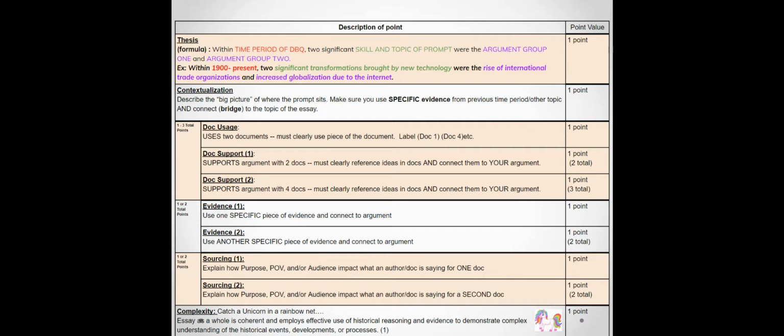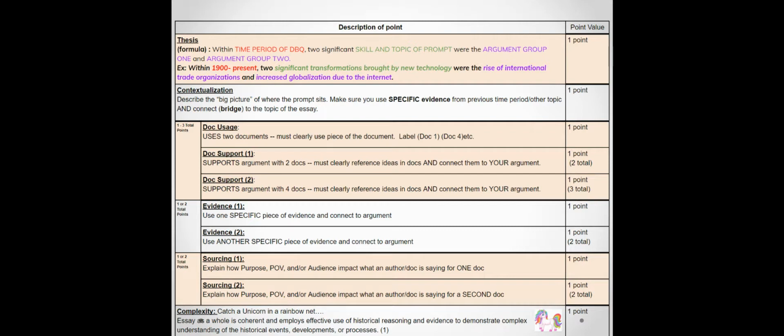But again, make sure you do this for at least 3 documents. That way, just in case you're wrong, just in case you really want to go for that unicorn point or the complexity point, this is how you're going to get there. Because despite the changes, the unicorn point hasn't gone away. The complexity point is still there.